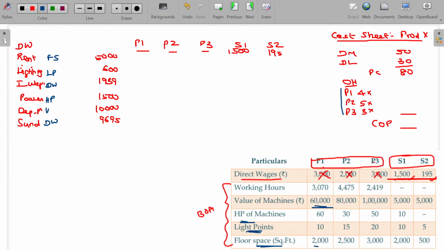In case of floor space, what is the ratio here? 4:5:6:4:5:1. You divide this by 500, so that it becomes 4:5:6:4:1. Is that okay?